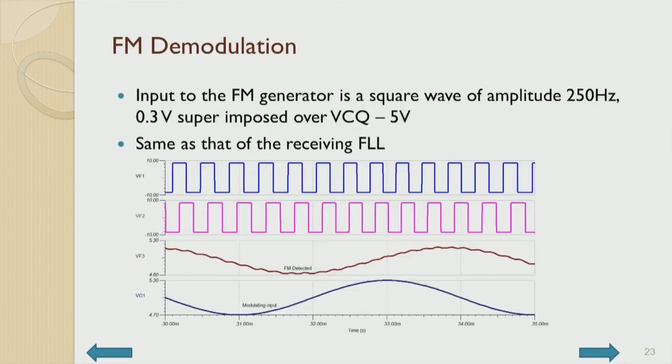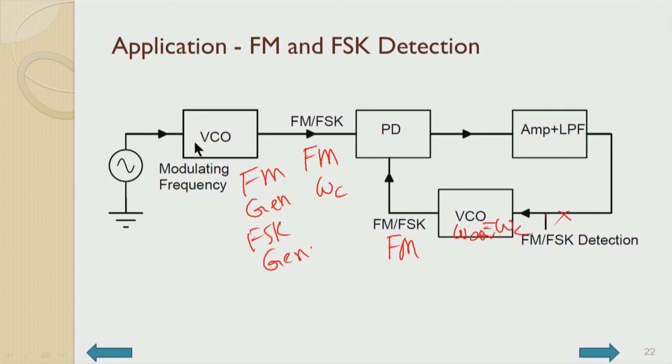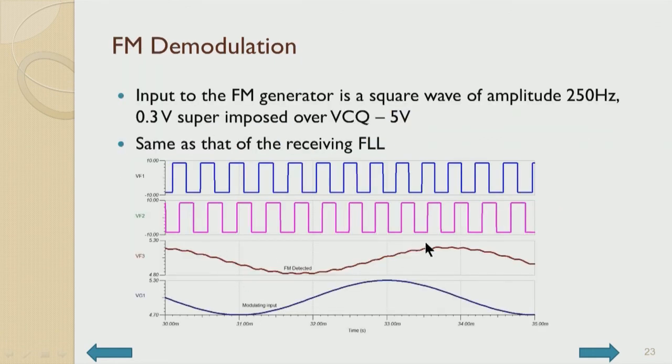This is demonstrated here. You can see that the input FM generator is a square wave of amplitude 250 hertz, and we have the F naught Q of the whole system at 2.75 kilohertz, as in the previous example. To that we have applied the same VCO here with the modulating frequency, which is a square wave in this case, sine wave in this case. I think we have applied a sine wave here.